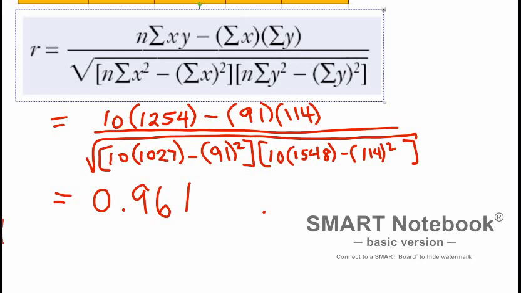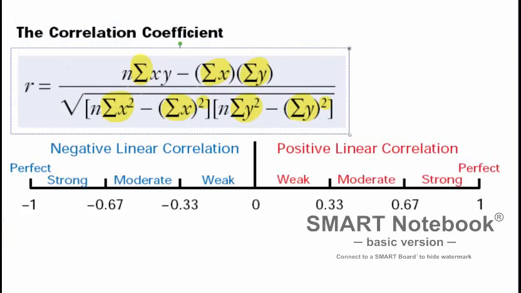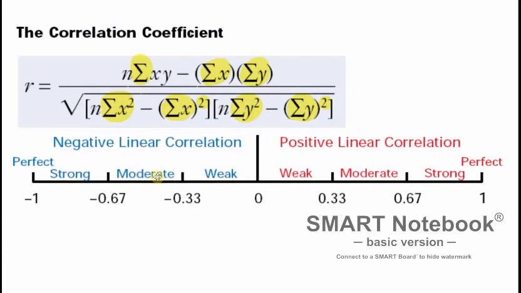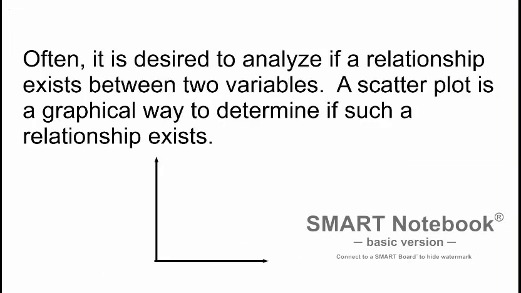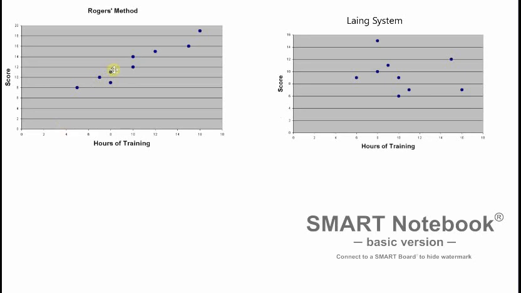So 0.961, what does that mean? Well, let's reflect back on this spectrum here. 0.961 shows that it is strong positive correlation. And that also corresponds to the look of the scatter plot. If I go back here, this Rogers method certainly looks like strong positive correlation. Now, could we have looked at this and said, oh, it looks like 0.961? Of course not. And that's the whole point of doing the number crunching.